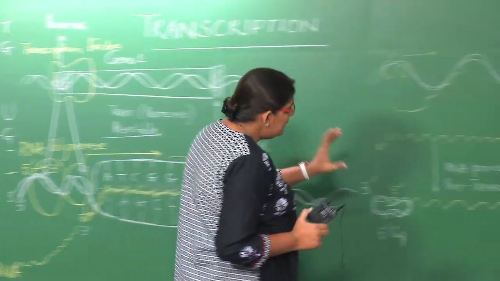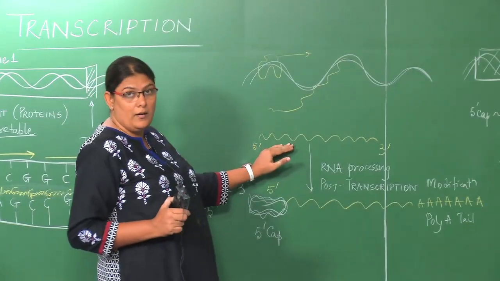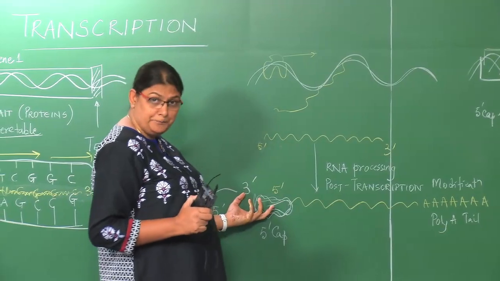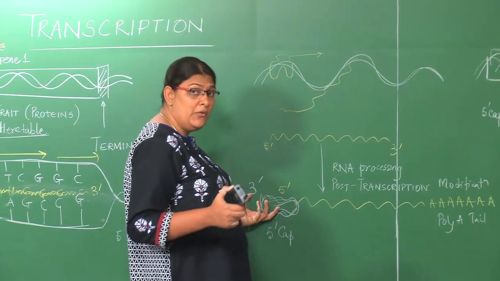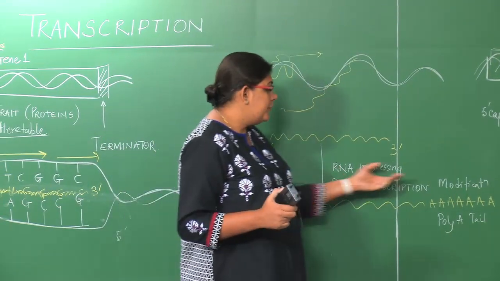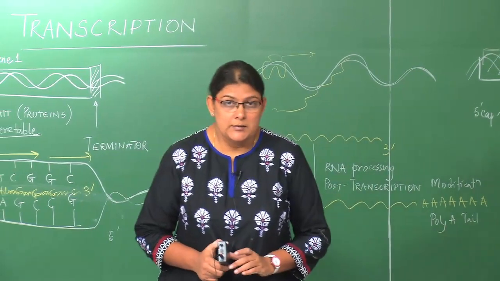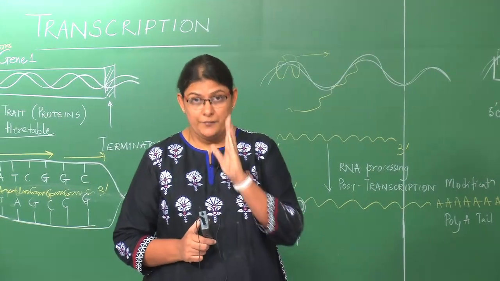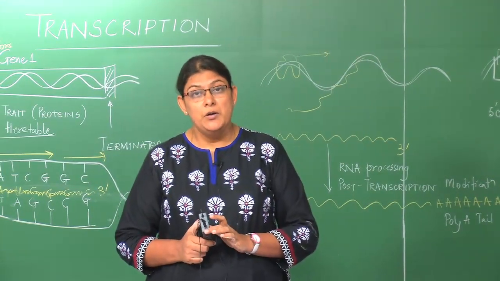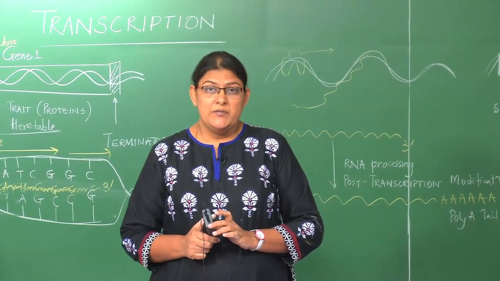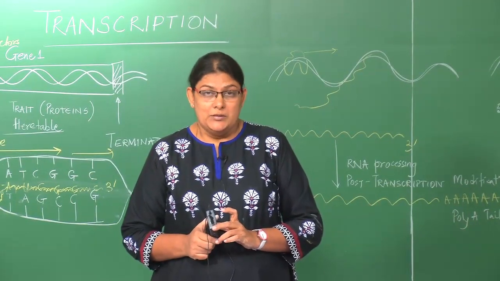And then in case of eukaryotes, this mRNA is further processed because it needs to go out of the nucleus, through the process of post-transcriptional modification. Hopefully, this has helped you understand the first step in central dogma, which is transcription. In the next video, we will talk about translation.